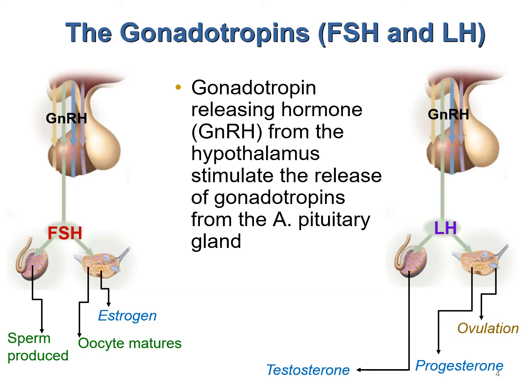And of course, these gonadotropins released by the anterior pituitary gland are going to be released in response to hormones from the hypothalamus. So the hypothalamus releases gonadotropin releasing hormone, and that causes the secretion of both FSH and LH. And then those hormones target the gonads, causing specific effects.